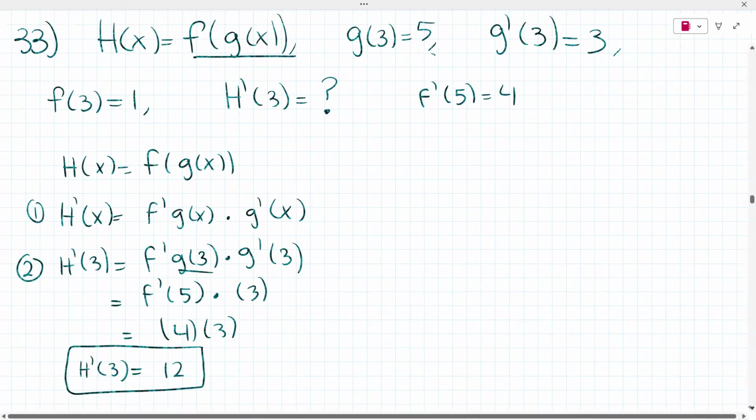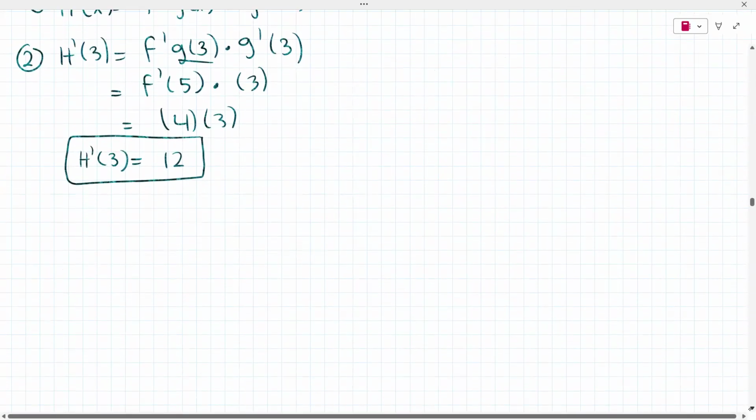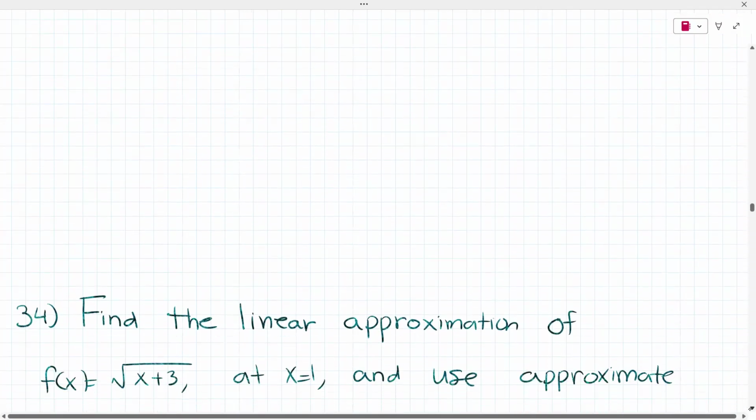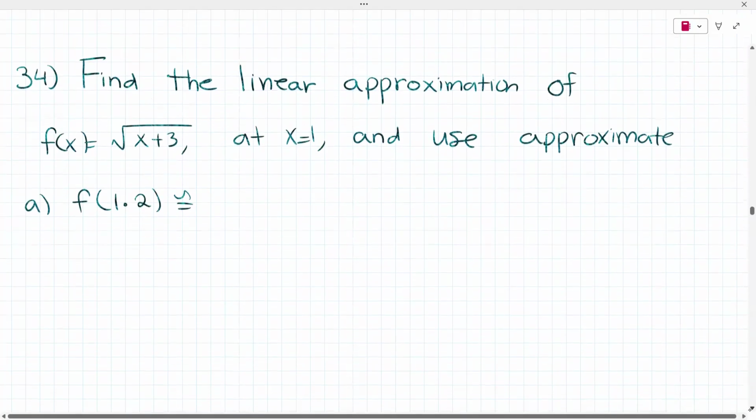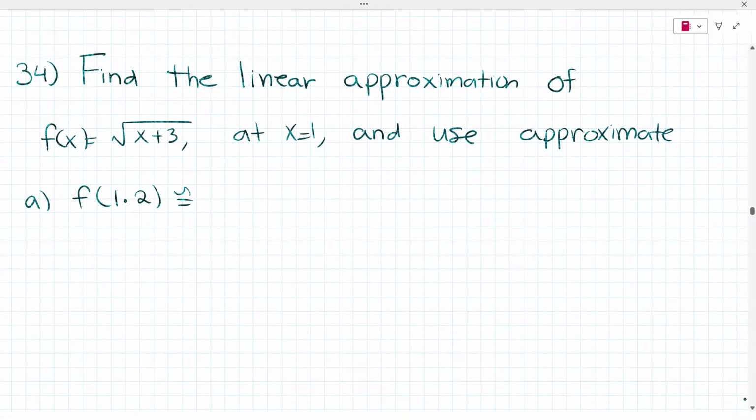Let's move on to 34. 34 says find the linear approximation of f of x equals square root of x plus 3 at x equals 1 and use it to approximate f of 1.2. So how do we find the linear approximation? First, you've got to find the tangent line.